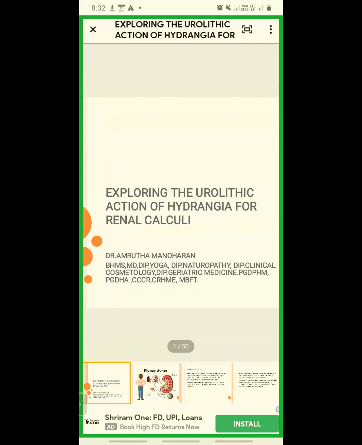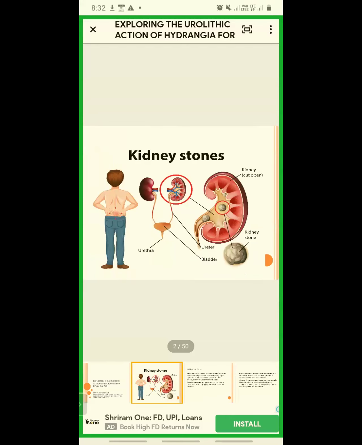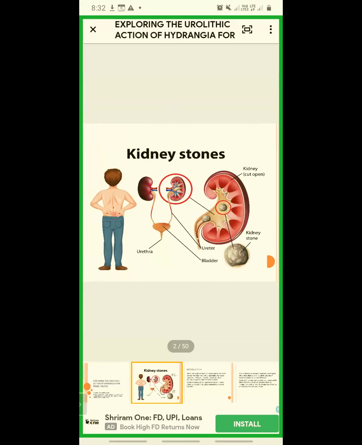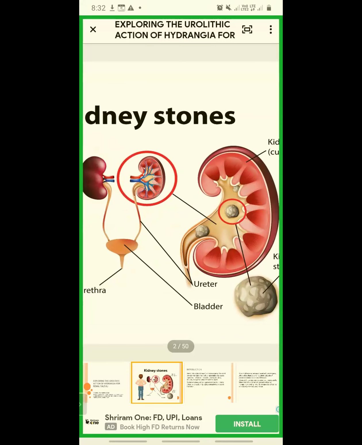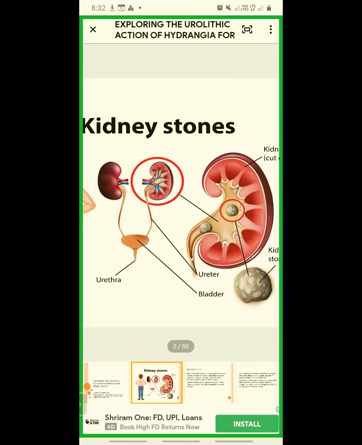So, today we are going to discuss the urolithic action, that is, exploring the urolithic action of hydrangea for renal calculi. Renal calculi is commonly known as kidney stone or urolithiasis. This is the main anatomy of the kidney. It has an outer cortex and inner medulla, and renal calculi can occur in any part of the kidney or the urinary tract. Sometimes it may occur on the inner side of the kidney, or in the bladder, or in the papillae. It may sometimes occur on the major or minor papillae and in between.